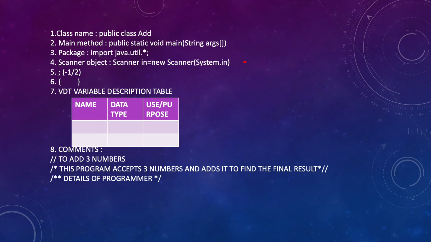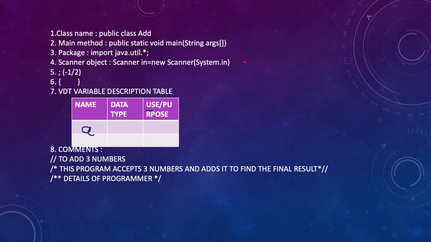Next is the VDT table, which is very important. Now the VDT table, this is the ideal way you should do it. Name of the variable, let's say I'm using variable a, so the name is variable a, then the data type, whether it is int, and the purpose, why we are using it, just mention it in one line. So make 3 columns after the program is over.